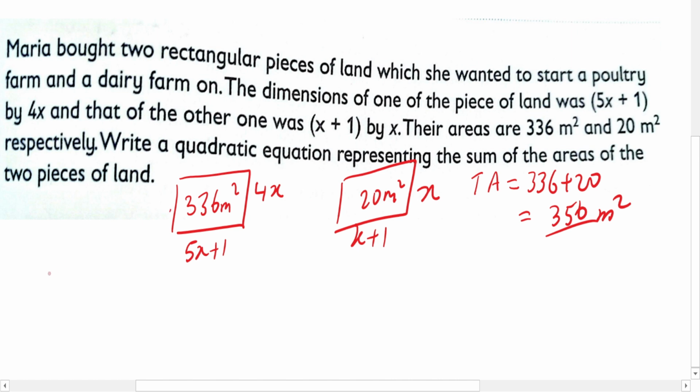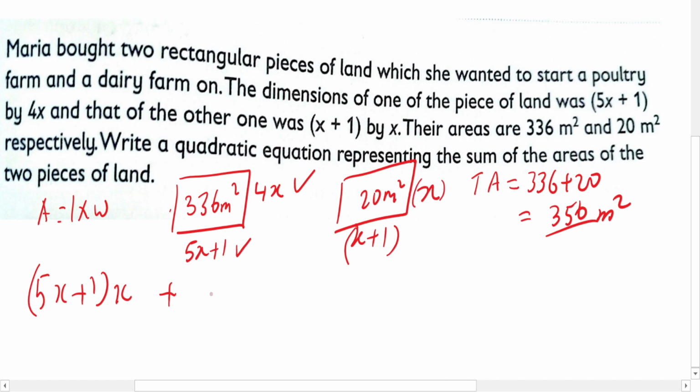Now, to find the area of the first rectangle, you take 5x plus 1 times x, because area is given by length times width. So you take this times this, and then add it to the area of the other one, which is x plus 1 times x plus 1, which is very easy, and it gives you a sum of 356 meters square.